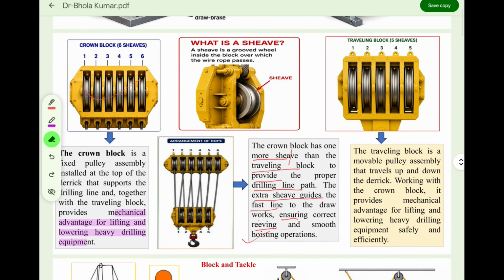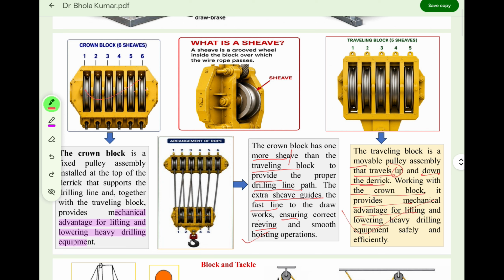Now we talk about the traveling block. Let's discuss it a little bit. There are 5 sieves, right? As I told you, the traveling block has a lesser number of sieves compared to the crown block, right? The traveling block is a movable pulley assembly, traveling up and down the derrick and working with the crown block, right? It provides the mechanical advantage for lowering and raising the heavy load.